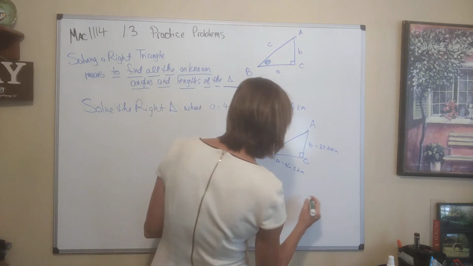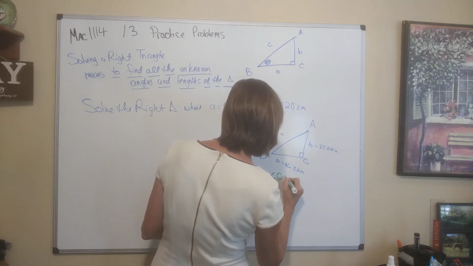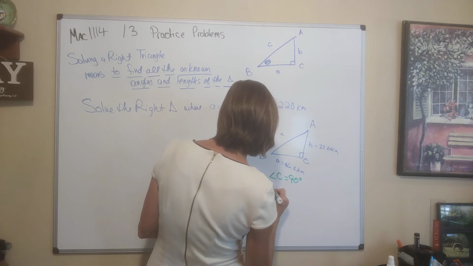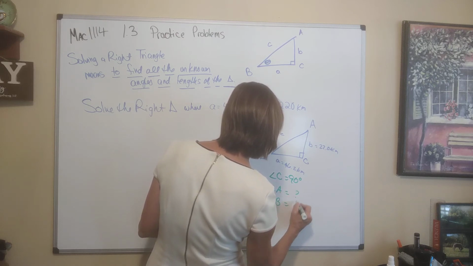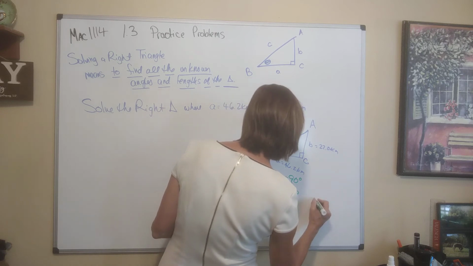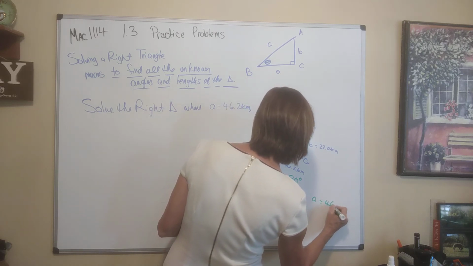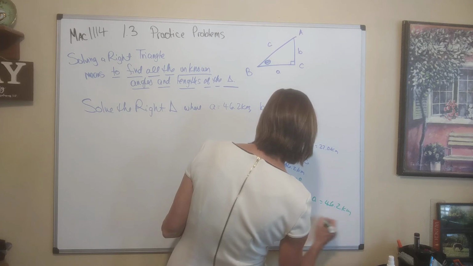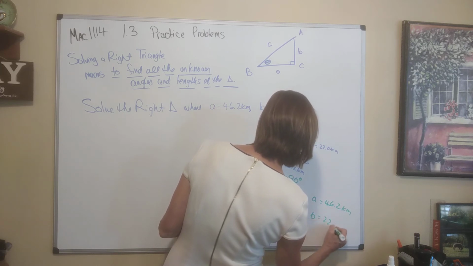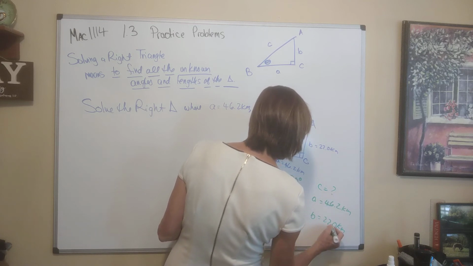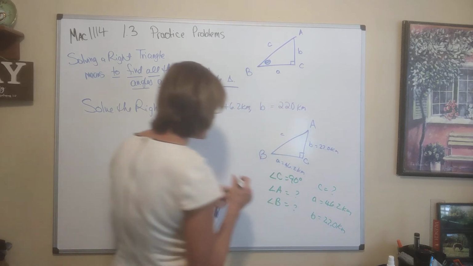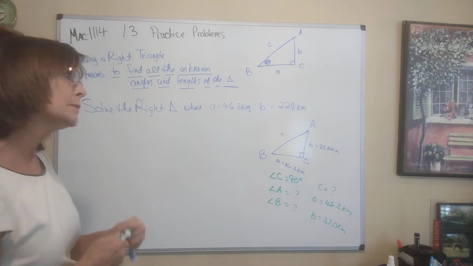We know that angle C is 90 degrees. We don't know what angle A or angle B are. We know that little a is 46.2. We know that little b is 22.0. And we don't know what little c is. All right, we're going to figure this out. So how can we begin this?